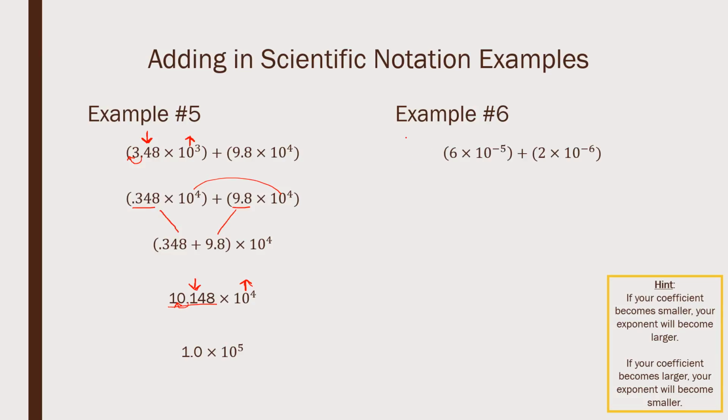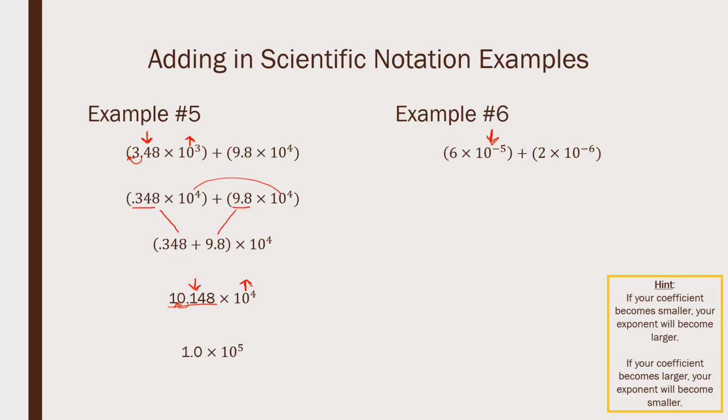Let's try one with negative exponents. So again, we want to get these to be the exact same exponent. And honestly, it could either go to -5 or to -6. It's completely your choice. And in this case, if I'm trying to remember, it looks like I made them both -6. So if I want to get this to be the same over here as -6, this is going to become smaller, right?